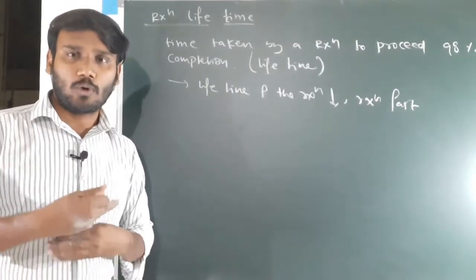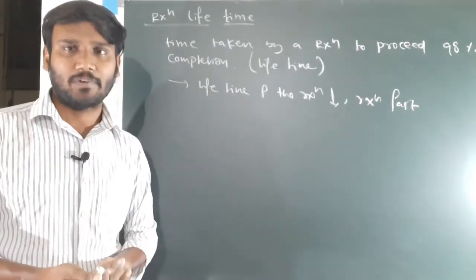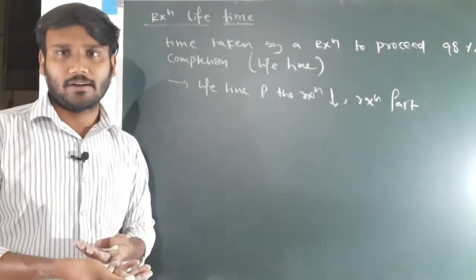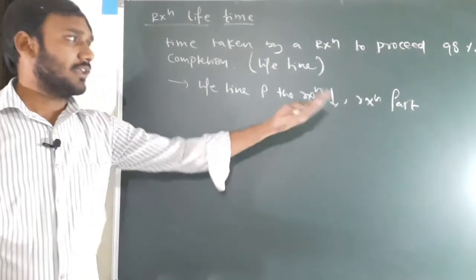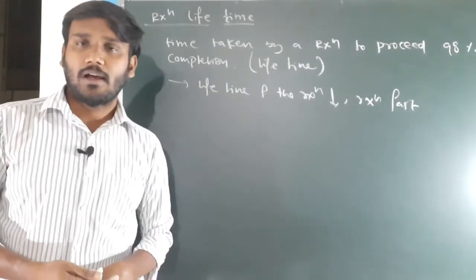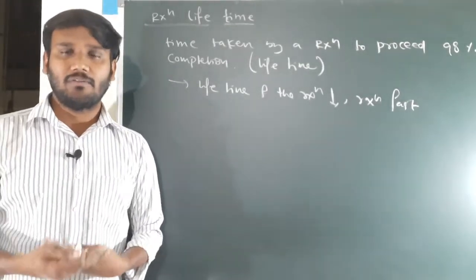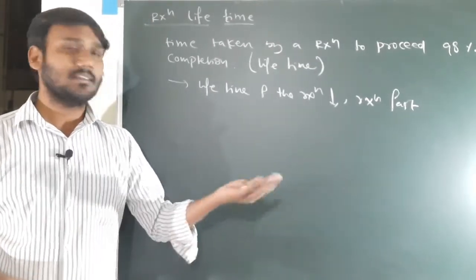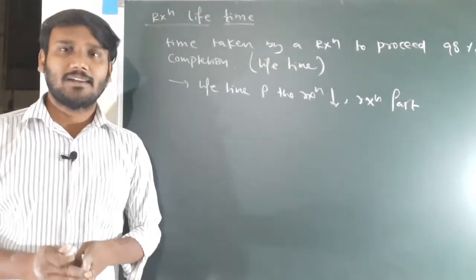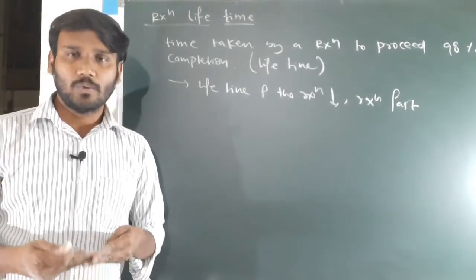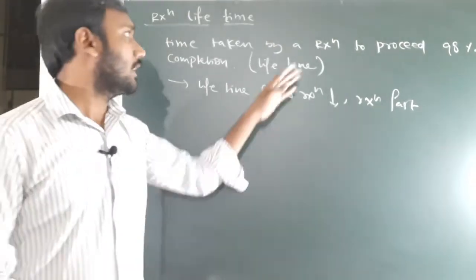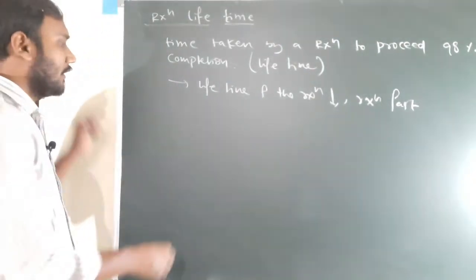Lifetime is nothing but the time taken to complete the reaction. If completing a reaction generally takes 1 week, we can say the reaction is very slow. If the time taken to complete the reaction is within a fraction of a second, we can say it is a very fast reaction. So based on the lifetime, we can say the reaction is very fast or very slow. Not only reaction lifetime, we also have the half lifetime.